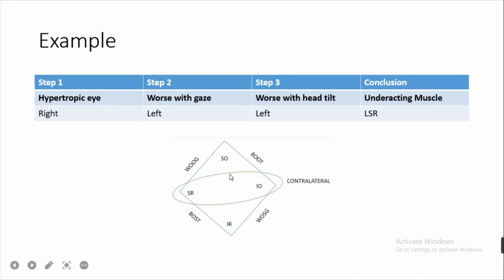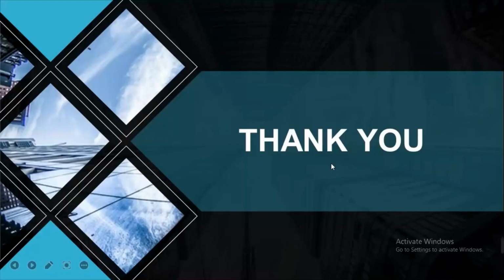But since the superior rectus is involved in the contralateral eye, the left eye superior rectus muscle is involved. So this is the shortest method to learn Park's three-step method. Hopefully you can solve these questions very easily in the future. Thank you very much.